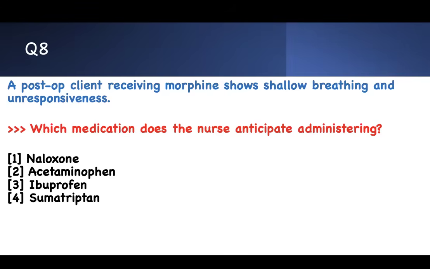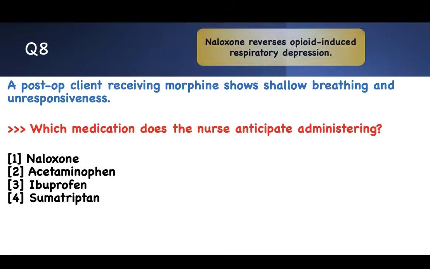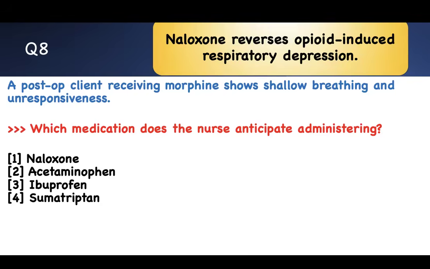Naloxone, Acetaminophen, Ibuprofen, Sumatriptan. Sumatriptan is for migraine. Ibuprofen, we already know, is an NSAID. It's not an antidote. Acetaminophen is not an antidote. Naloxone is the right answer. Naloxone reverses opioid-induced respiratory depression. That is the content that you got to take.